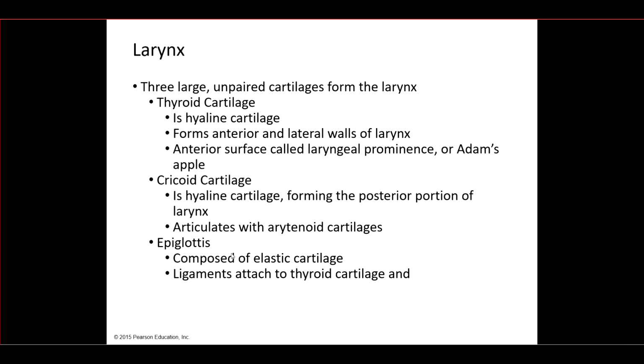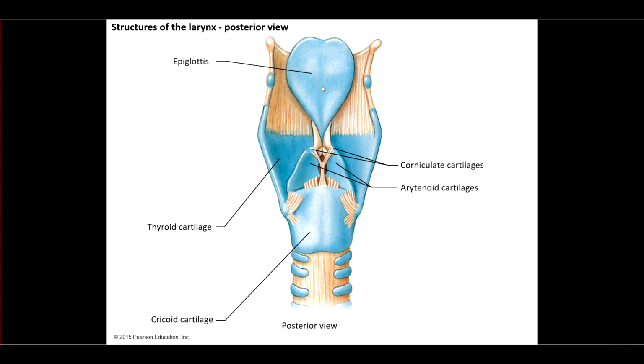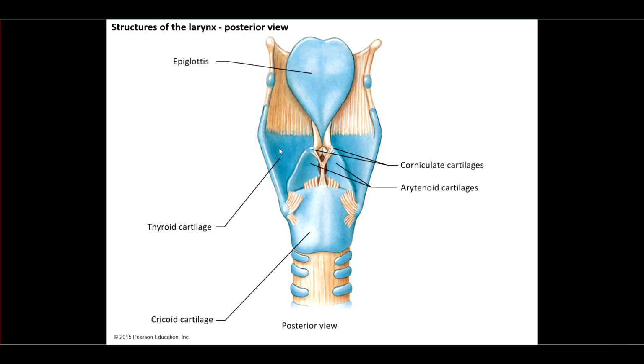All right, so this is composed of elastic cartilage, and it's attached to the thyroid cartilage by some ligaments, right? A little bit beyond the scope of this course as far as the names of those. So that's going to be our epiglottis over here, and I think we just saw it here a little bit. All right, so those are the three main cartilages forming the main body of the larynx. Thyroid cartilage, number one. Cricoid cartilage, number two. And then we see the epiglottis over here. Epiglottis, thyroid cartilage, cricoid cartilage.